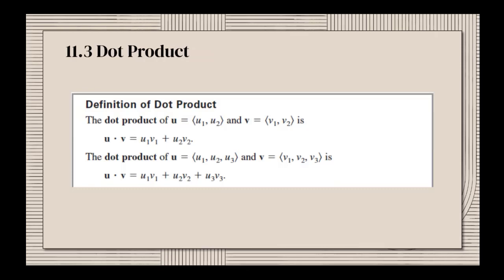Now moving on to 11.3. The dot product is basically a scalar representation, and so the dot product of two vectors can be taken by multiplying each of the corresponding components. So if you have vectors u1, u2 and v1, v2, then to find the dot product of that, you would multiply u1 and v1 and add it to u2 times v2. And so you would result in a scalar answer.